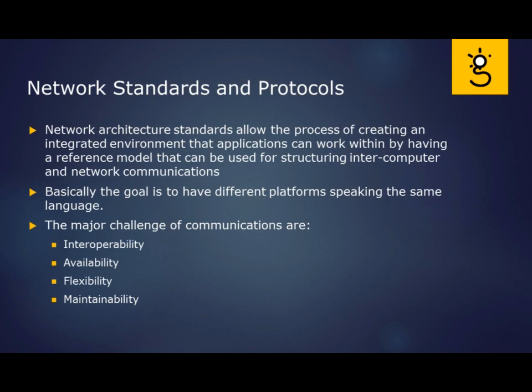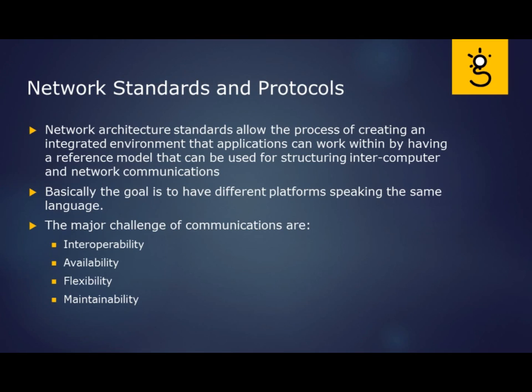Now, out of everything I talked about, the reason that it works is that our network architecture is built on standards. And those standards allow the process of creating an integrated environment that applications can work within by having a reference model that can be used for the structuring of intercomputer and network communications. The basic goal is to have different platforms speaking the same language. So my Unix server can talk to my Microsoft server and can talk to your Apple PC or Apple server without having any problems because they speak a common language, one that was built on a network architecture.